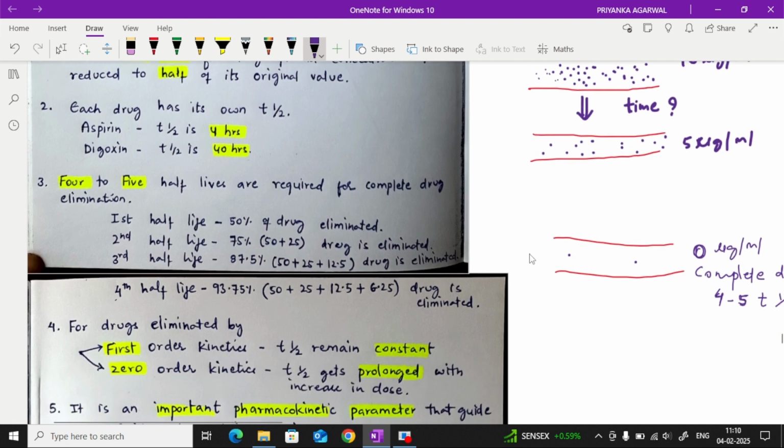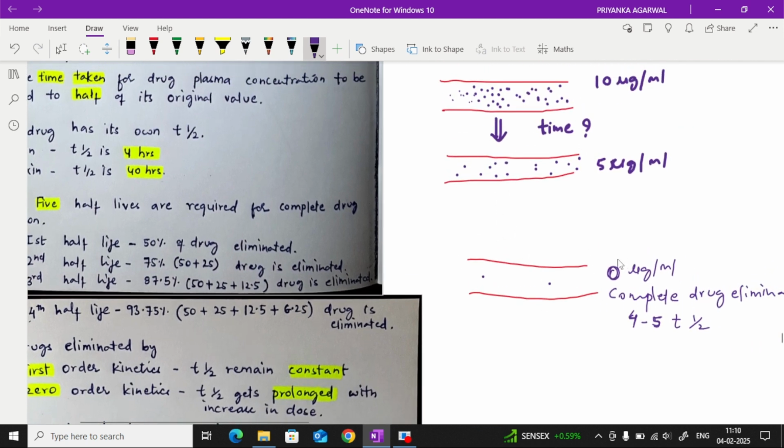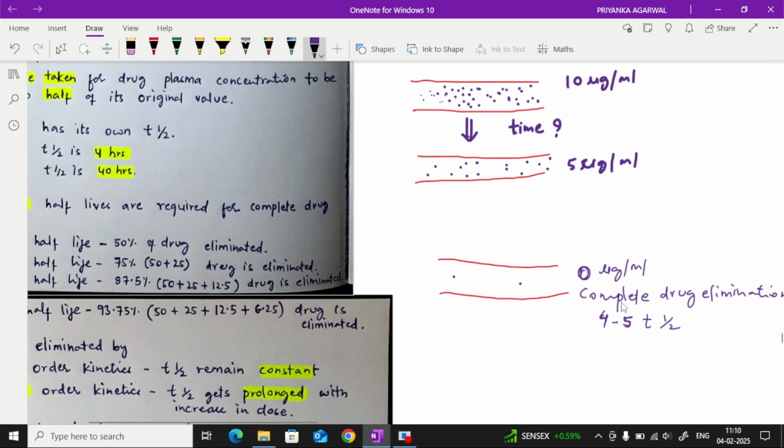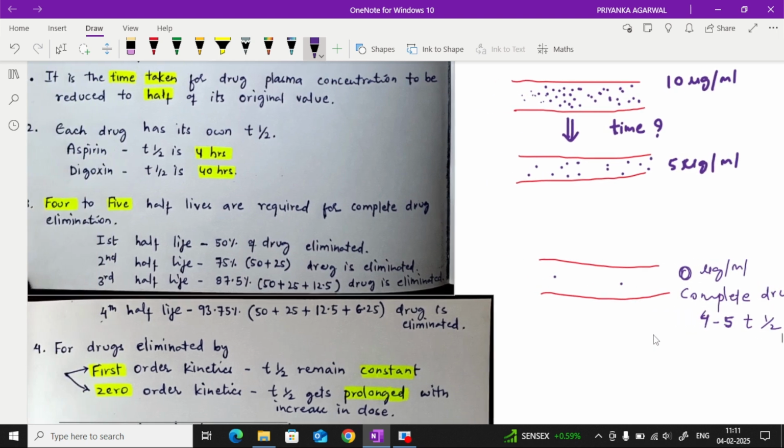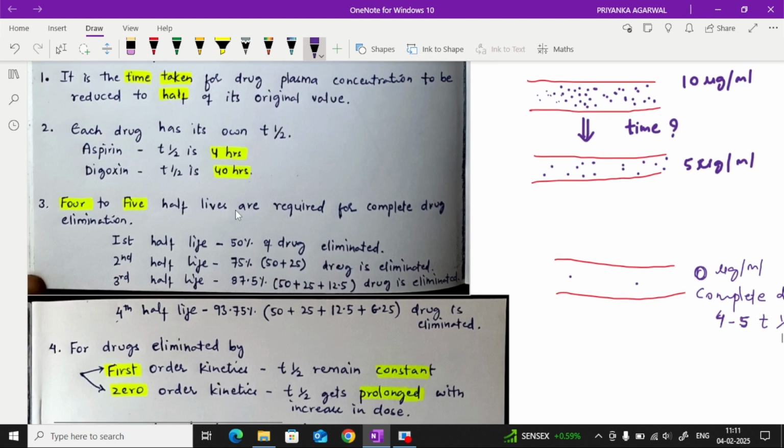Okay. So in the same blood vessel, if you want drug plasma concentration to become 0, it is given that it will take 4 to 5 T half. So let's understand this. 4 to 5 T half-lives are required for complete drug elimination. How? By the first half-life, 50% of the drug is eliminated, right? So 50% is remaining. By the second half-life, out of this 50, 25 is eliminated. So total how much is eliminated? 75%. By the third half-life, out of the remaining 25, again 12.5% is eliminated.